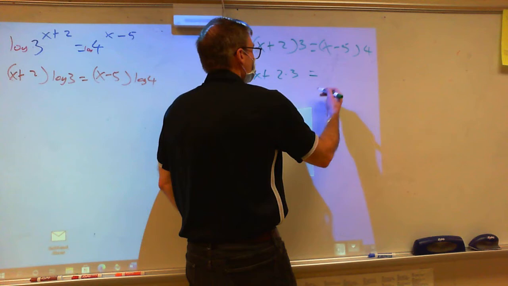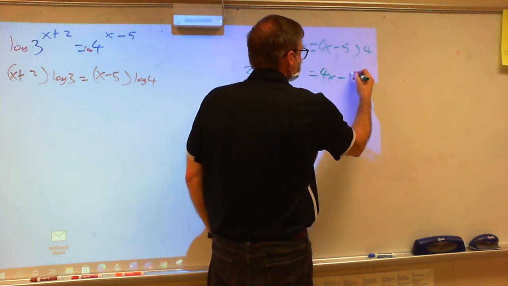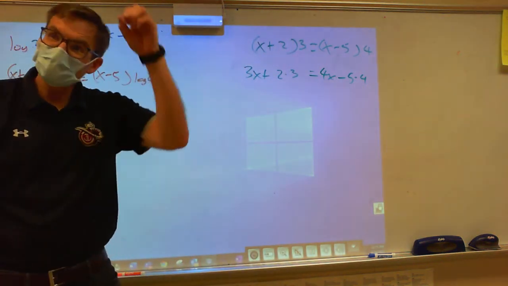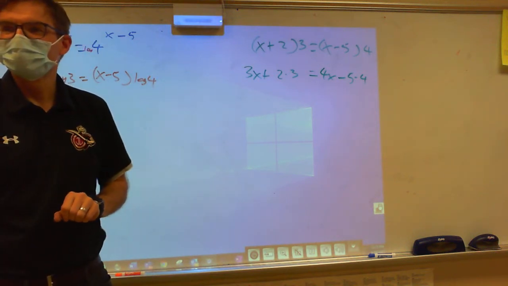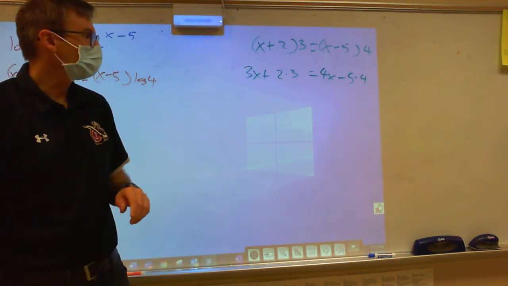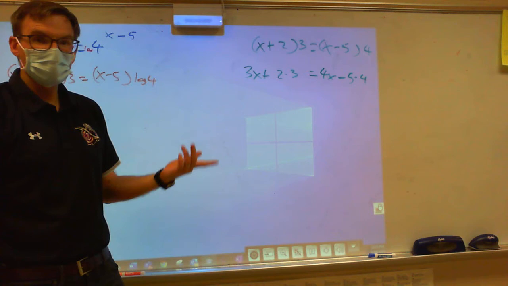And the same thing's going to happen over here. I'm going to say this is 4x. And again, I'm going to say this is 5 times 4. All right? Now, we still have our Algebra 1 hats on. What do you do next? You got x's on both sides. What do you do? Get them on one side, right?